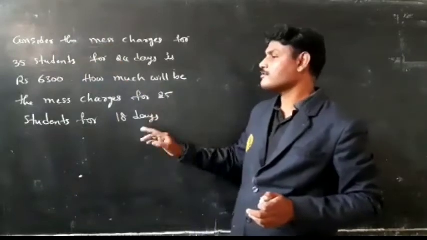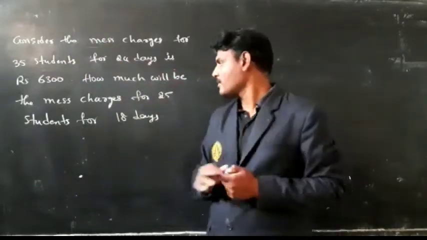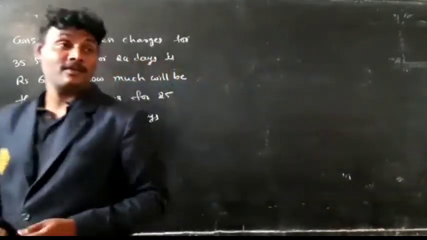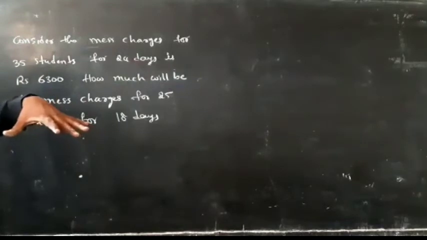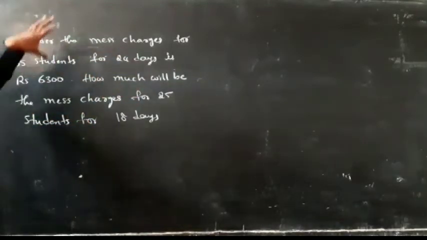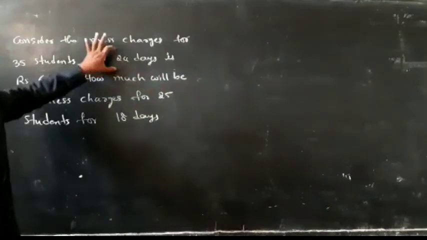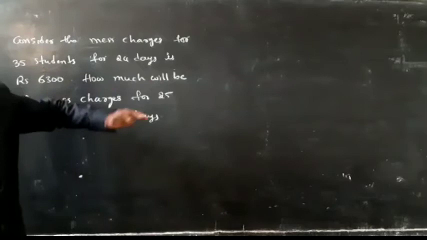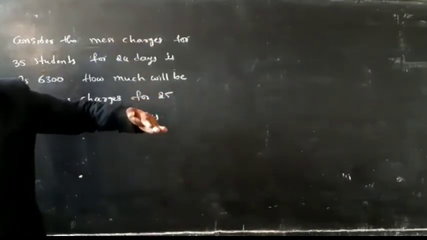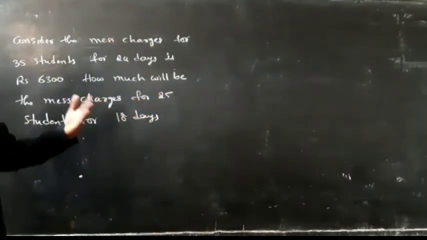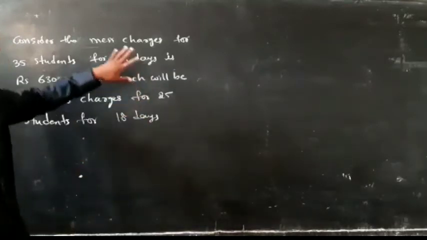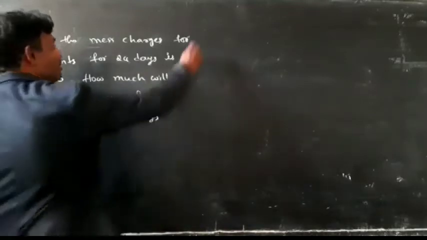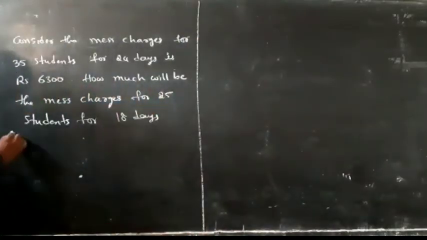Here, the number of students is decreased. For 18 days, here the days also decreased. In case 1, mess charges for 35 students for 24 days are 6,300. In the second case, the number of students is decreased from 35 to 25, and the days are also decreased from 24 to 18. Then what about the mess charges? Here take one table. Solution.